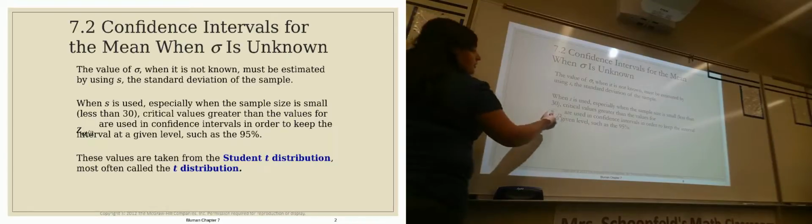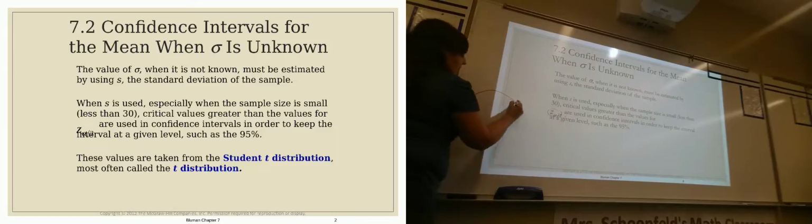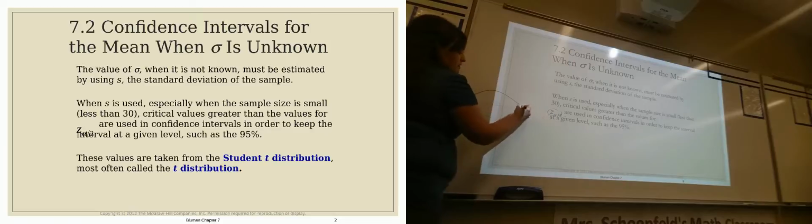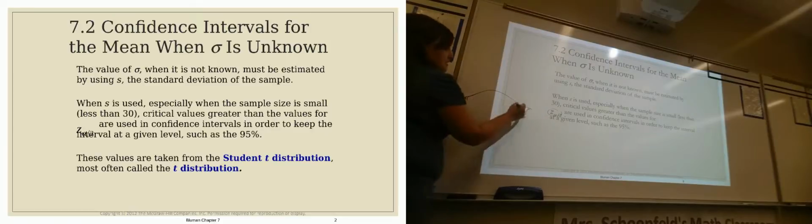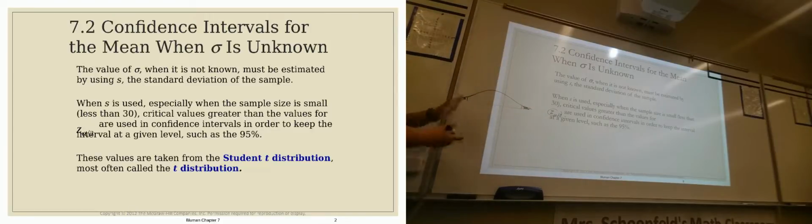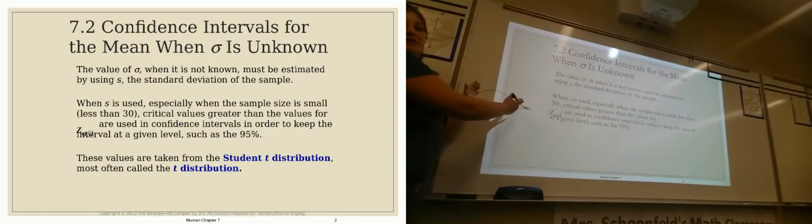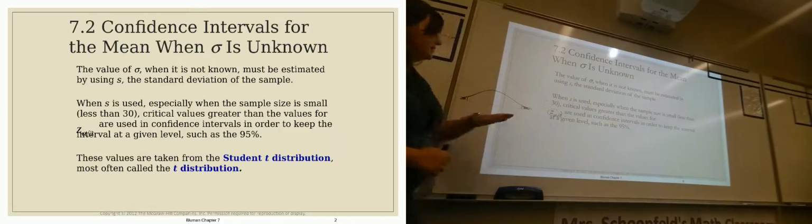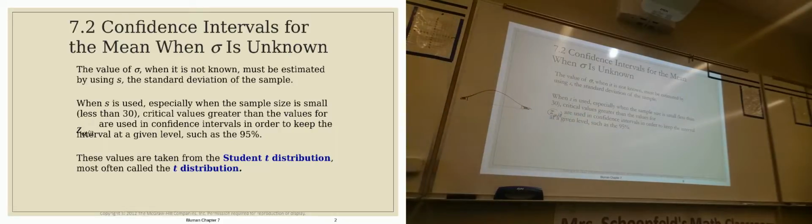Remember the Z alpha over 2 was when I have any normal curve. Remember that Z alpha over 2 was because I split the tails to this half and this half. So then I would have 90 or 95 or whatever percent I pick to have in the middle. They're used in confidence intervals in order to keep the interval at a given level, such as that 95%. So remember, that's how we pick those Z's. So we're going to use S.